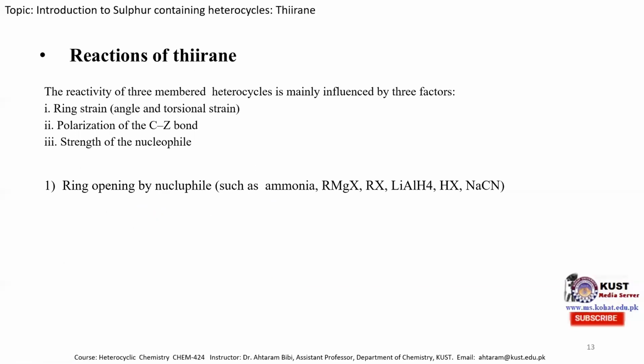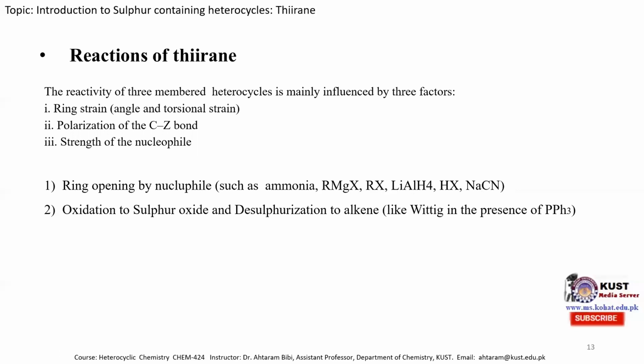The first reaction is the ring opening reaction with nucleophiles, and the ring opening reaction of thiirane occurs with ammonia, Grignard reagent, alkyl halide, lithium aluminum hydride, hydrogen halide, and sodium cyanide, etc. With various nucleophiles, the ring opening reaction happens. The second one is oxidation to sulfur oxide and desulfurization to alkene, and this reaction is similar to the Wittig reaction in the presence of phosphine.